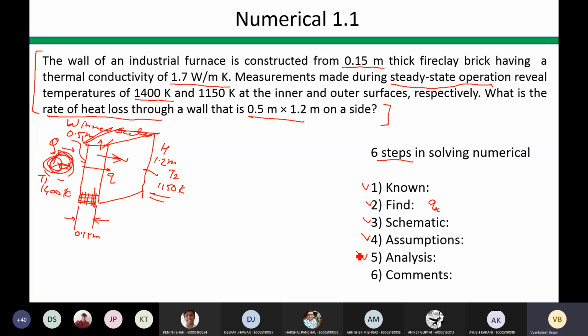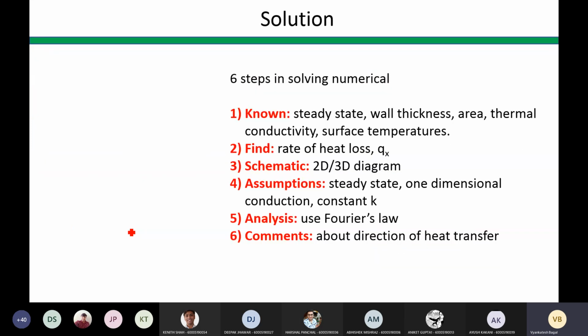Then you will analyze the case using whatever form of the equation applies. In this case, you may use Fourier's law of heat conduction, and at the end you may comment on the results. For example, in this case, you may say that the direction of the heat transfer is from this side to this, or the direction of the heat transfer is in the right direction, something like that. Fine. So this 6-step approach we are going to use.